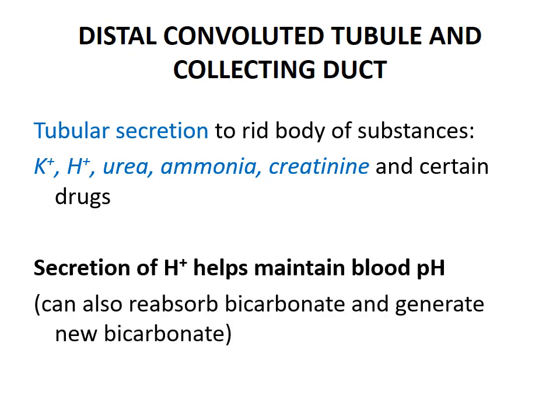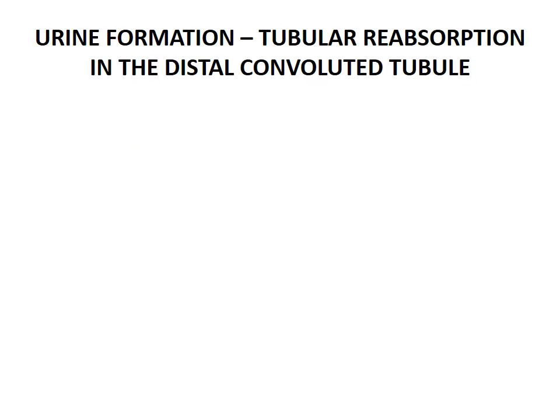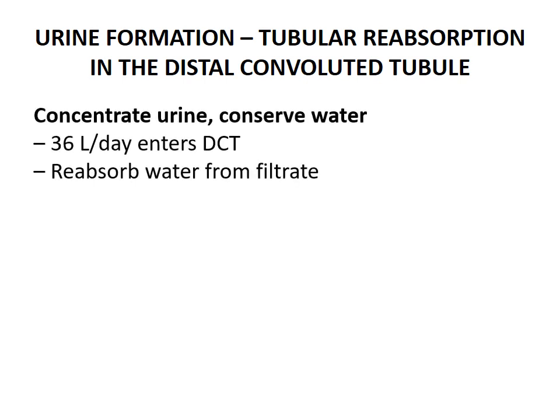Secretion of H ions also helps in maintenance of blood pH. Urine formation, tubular reabsorption in the distal convoluted tubule. Kidney has a remarkable ability to concentrate the urine or dilute the urine depending upon the conditions of the body.